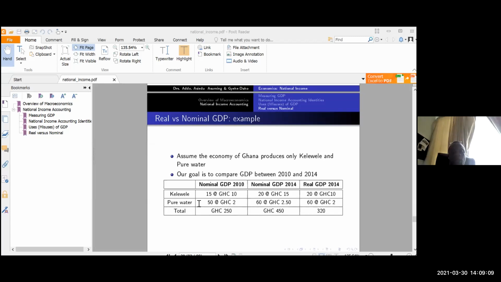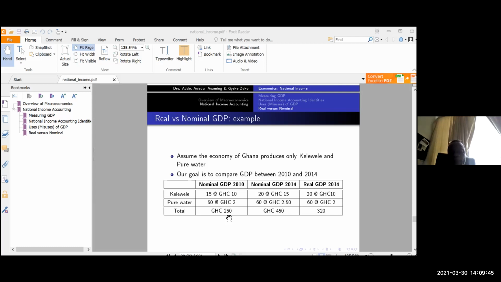So the nominal GDP for 2010. In 2010, the economy produced 15 bags of Kelewele and sold each at 10 Ghana cedis, and produced 50 bags of sachet water and sold each at 2. What is the total amount of money that we made in that year? The nominal GDP in that year is 150 from Kelewele and 100 from sachet water, giving us a total GDP of 250.